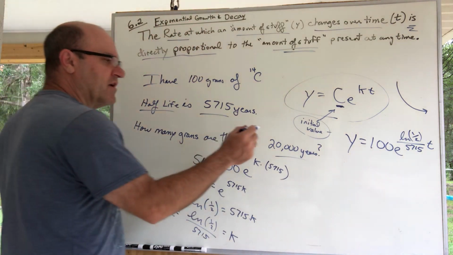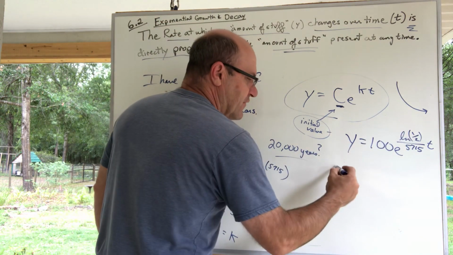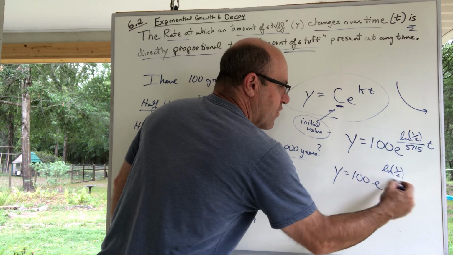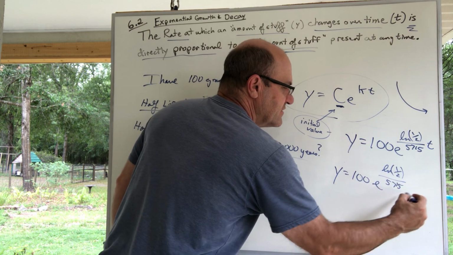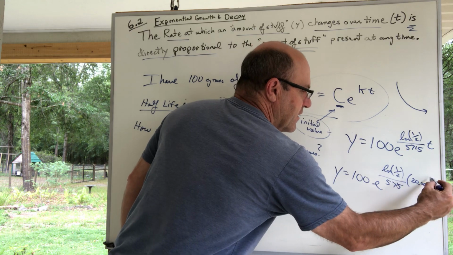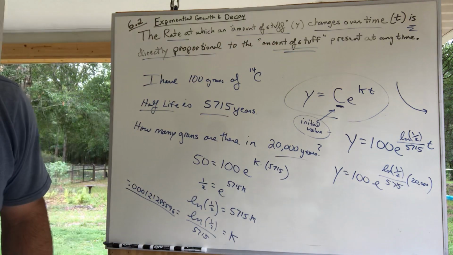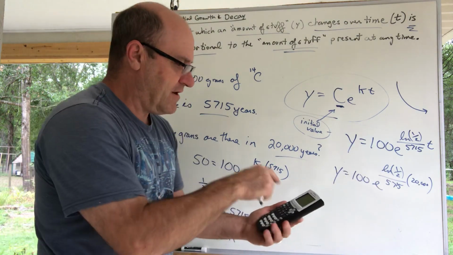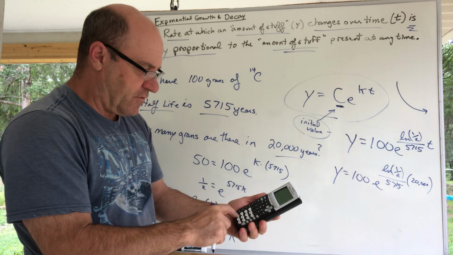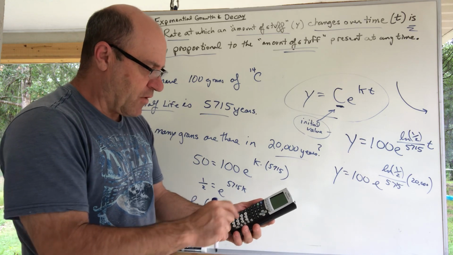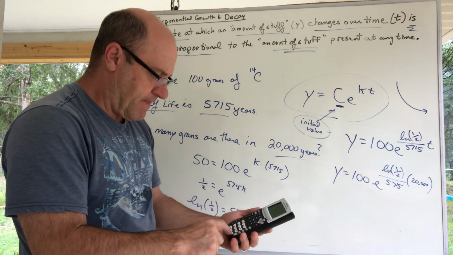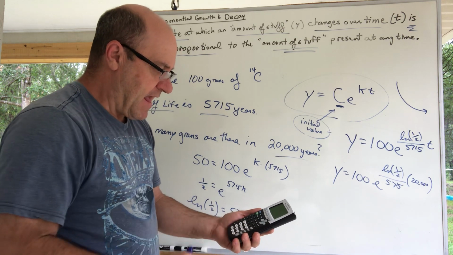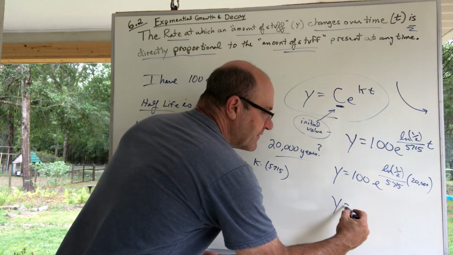They do ask me to plug in t equals 20,000 years. So again, I need my calculator. That's 100 e to the natural log of a half over 5,715 years times 20,000 years. Be careful how you use your calculator here. It's a shame to do all this math and then screw up your calculator. I've got k sitting right there in my calculator now, so I'm going to multiply it by 20,000. I'm going to e that number. I am going to multiply by 100, and I get 8.84 grams.